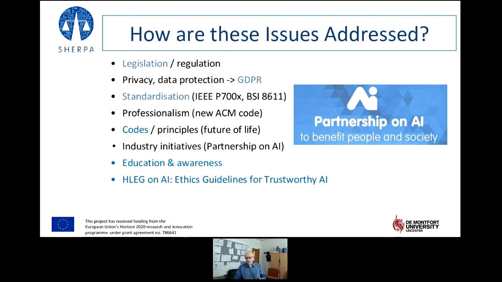And industry is also very keen and very aware that these are issues that they need to engage with. And the Partnership on AI is an industry group that tries to think about how industry can address these issues proactively. There are various activities around education and awareness, integrating these issues into training, into curricula. And just 2 days ago, many of you will be aware, the high-level expert group on AI published its guidelines, called the Ethical Guidelines for Trustworthy AI. So a high-level European policy-supported initiative to move towards ways of dealing with these technologies.